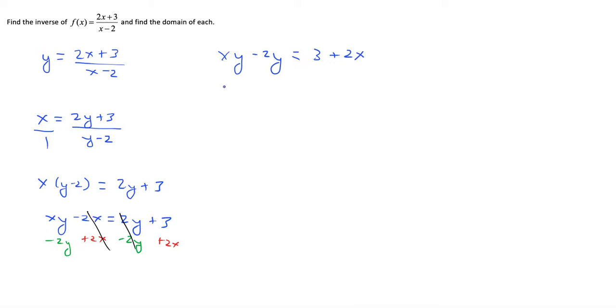So by doing so, these two terms both have a y and are on the same side, and on the other side of the equal sign, none of the terms have a y in them. That's good. Now we can factor out the y, and that is the key step here. Once we factor out the y, we get y times x minus 2 equals 3 plus 2x. And then we'll just divide it out. We get y equals 3 plus 2x over x minus 2. So now the last step, this is sort of the trivial step, but this is the inverse.